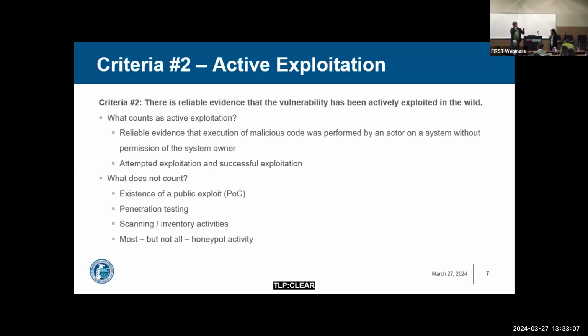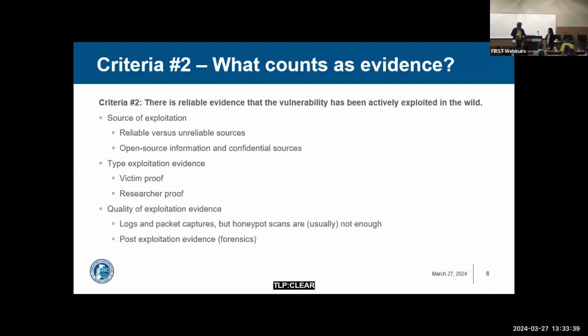None of that counts as evidence of exploitation. It's evidence of an exploit as a noun, but not exploitation as an action verb. So that's the thing we care about. I care about bad guys doing bad things to other people's computers without consent. In the absence of exploitation by a bad guy doing bad things to somebody's computer without consent, I cannot add it to the KEV. Correct.